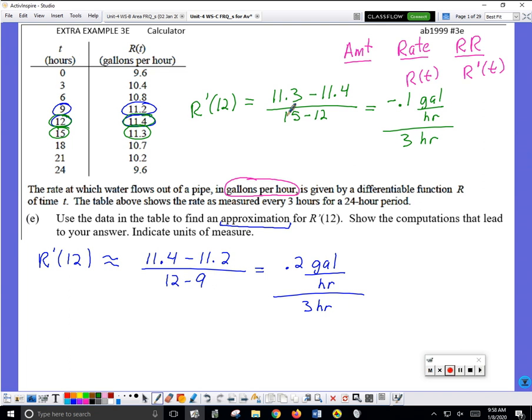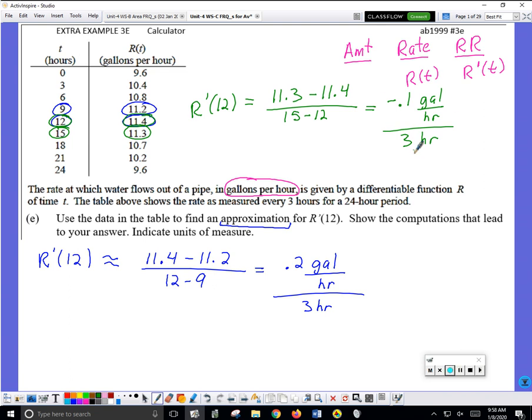Please. So, we would leave the green equation as a negative, though? Yes, because in this case, from time 12 to time 15, the rate definitely went down. So my best guess is that starting at time 12, the rate's starting to go down. So my estimation is, hey, at time 12, seems like the rate's going down by about 0.1 gallons per hour every 3 hours. So it's really a matter of perspective.